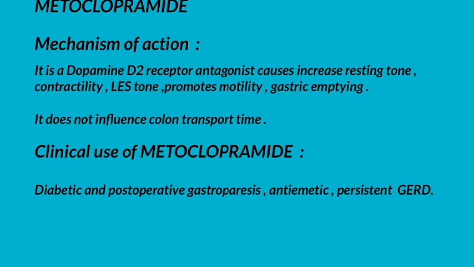Metoclopramide. Mechanism of action: it is a dopamine D2 receptor antagonist, causes increased resting tone, contractility, lower esophageal sphincter tone, promotes motility, gastric emptying. It does not influence colon transport time. Clinical use of metoclopramide: diabetic and post-operative gastroparesis, antiemetic, persistent gastroesophageal reflux disease.